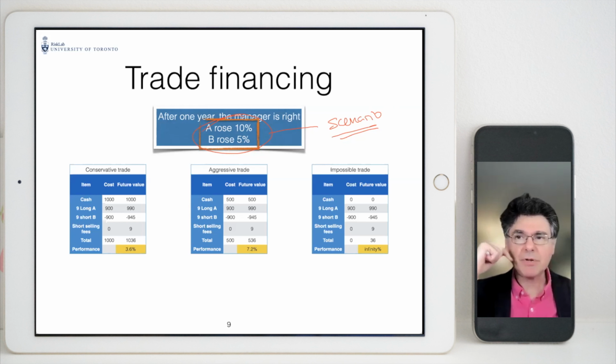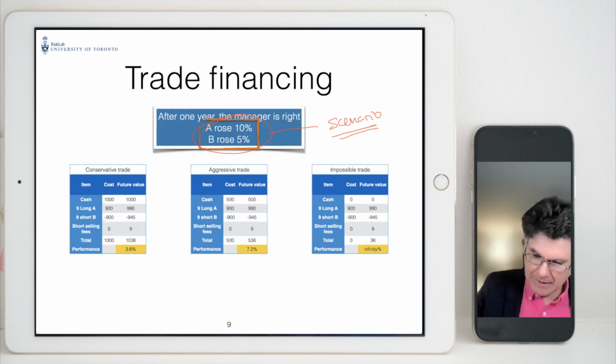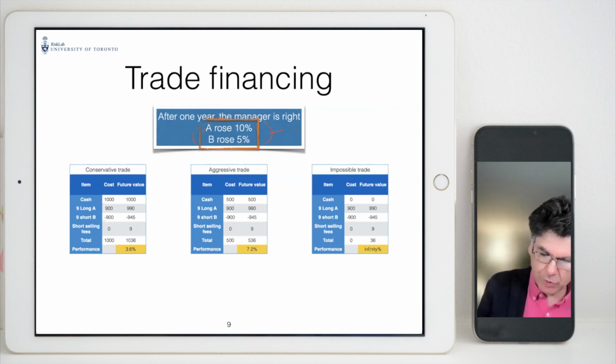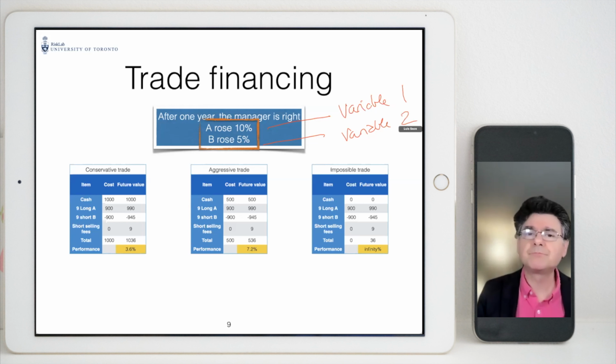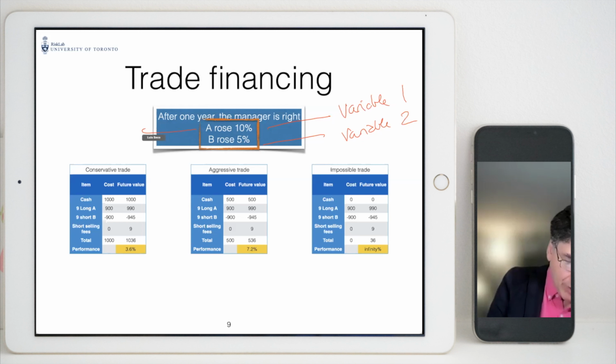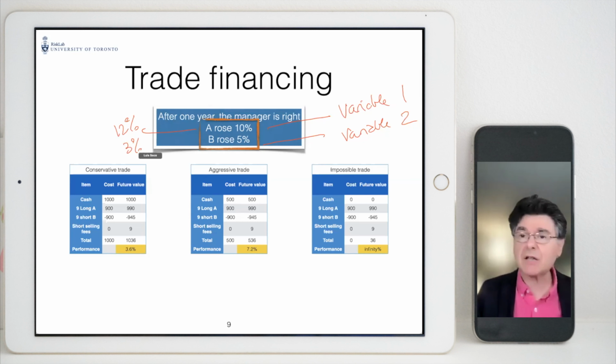Now, what's interesting about this scenario is that this scenario involves two variables, two unknowns. Variable 1 and variable 2. So for example, another scenario would be that A goes up by 12% and B goes up by 3%. That's another scenario.